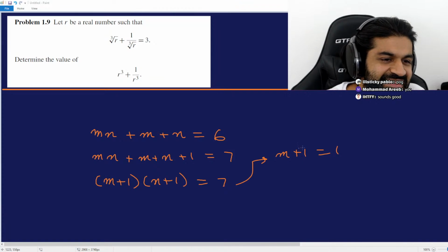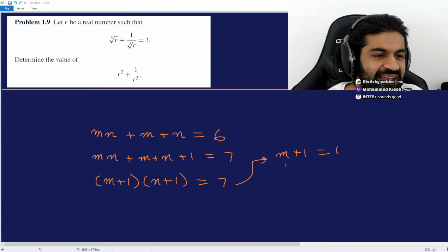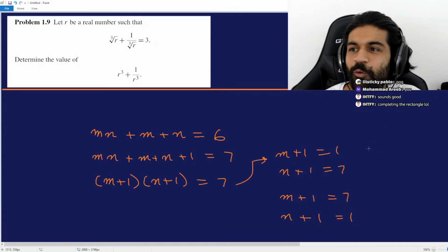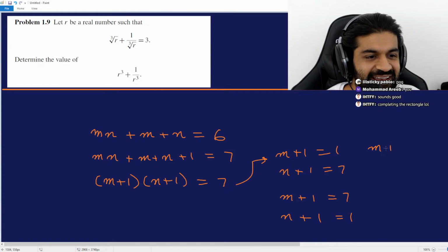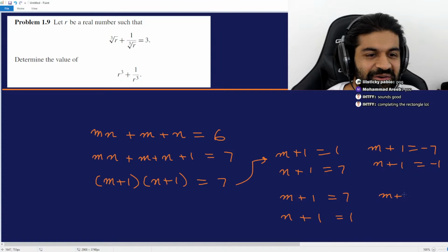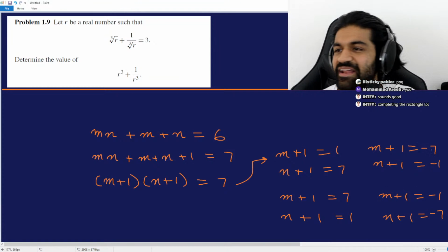So this basically tells you that either m plus 1 is 1 and n plus 1 is 7, or possibly that m plus 1 is 7 and n plus 1 is 1, or possibly m plus 1 is negative 7 and n plus 1 is negative 1, or m plus 1 is negative 1 and n plus 1 is negative 7, and you can just solve these.